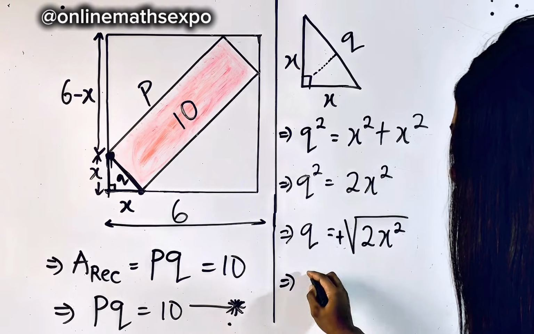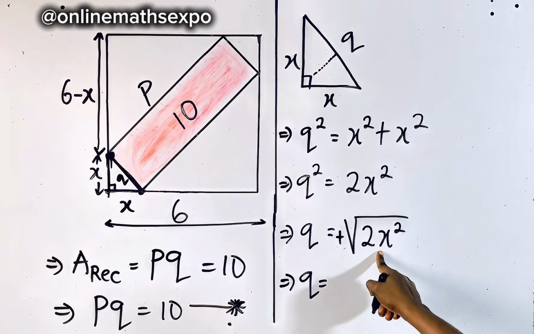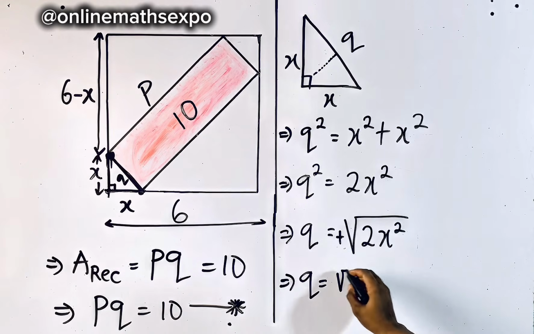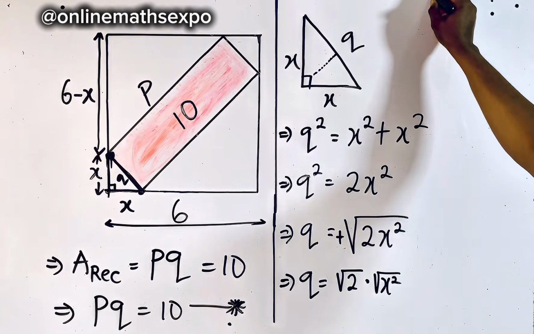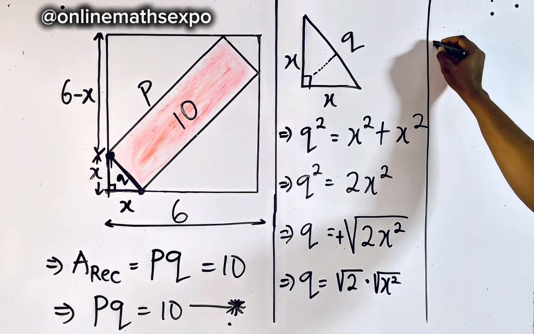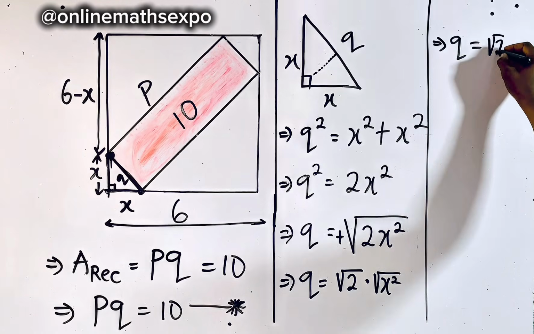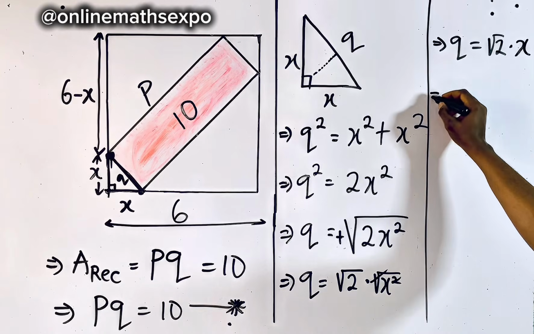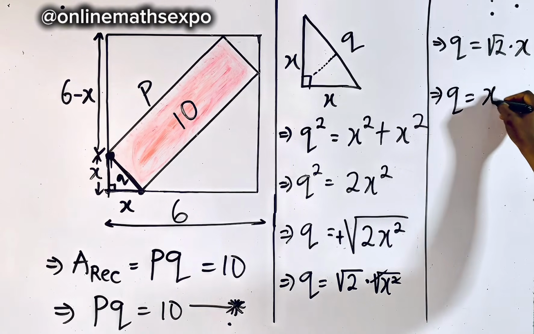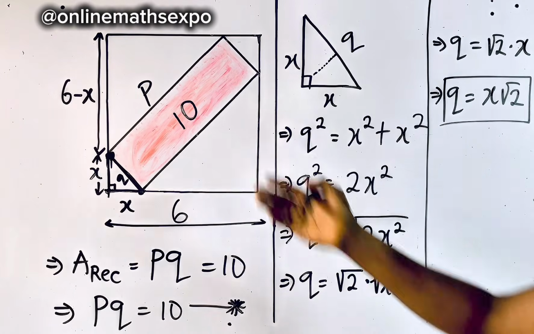In that case, we have Q is equal to the square root of 2x squared. For this, we can split it to give us the square root of 2 multiplied by the square root of x squared. Keep simplifying. This gives us the square root of 2, and the square takes off the square root, we have x. It gives us Q is equal to x root 2. Now let's keep this and go back to the diagram.